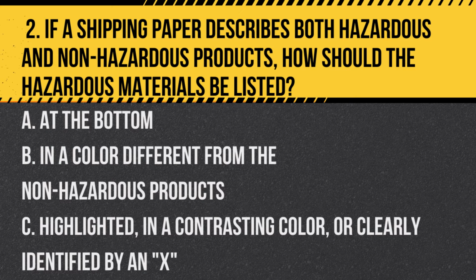Question 2. If a shipping paper describes both hazardous and non-hazardous products, how should the hazardous materials be listed? A. At the bottom. B. In a color different from the non-hazardous products. C. Highlighted in a contrasting color or clearly identified by an X. Answer: C. Highlighted in a contrasting color or clearly identified by an X. This helps in easy identification of hazardous materials.